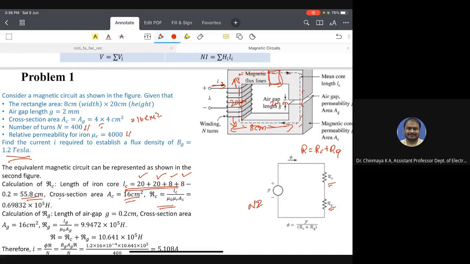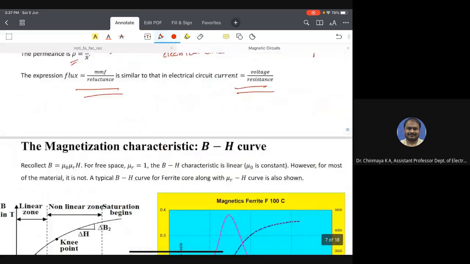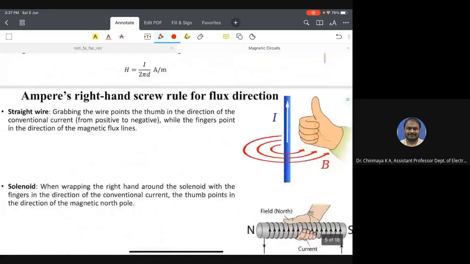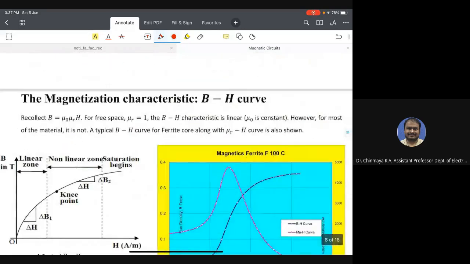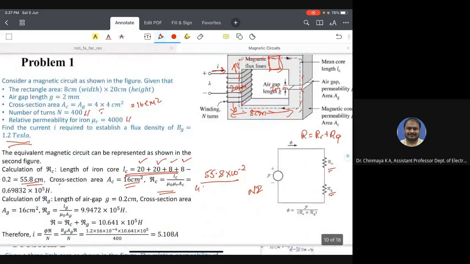The reluctance of the core is equal to LC, the length of the magnetic line path in the core, which is 55.8 centimeter, 10 to the power of minus 2, divided by mu naught. How much is mu naught? You know that mu naught is 4 pi into 10 to the power of minus 7.